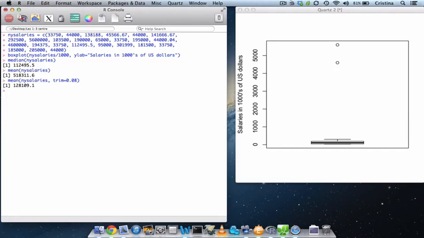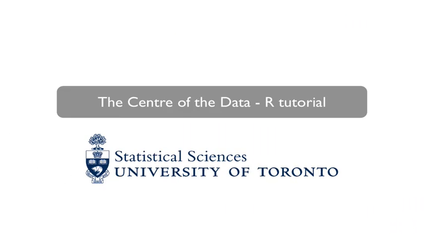Try working through some of the examples above and investigate for yourself the measures of centrality, such as the mean or median, and the effects of the extreme observations through the use of box plots.